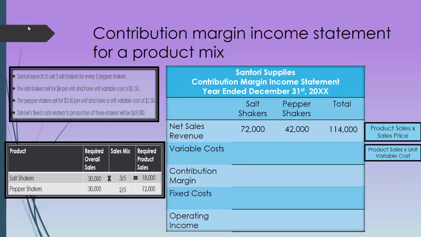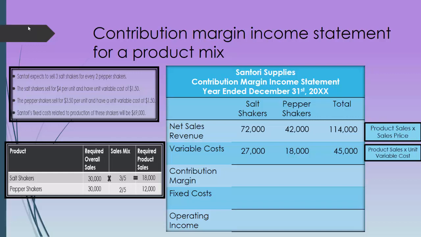For variable costs, we're going to take our required product sales for each unit again, but this time we're going to multiply it by the unit variable cost. So for salt shakers, our required sales was 18,000. If we multiply that by the variable cost for salt shakers, which is $1.50, if we make 18,000 salt shakers, it's going to cost us $27,000 to produce those. For pepper shakers, our required sales is 12,000. It also has a unit variable cost of $1.50. So if we make those 12,000 pepper shakers, it's going to cost us about $18,000 to produce those. We add that together. Given our product mix and the amount that we need to produce and sell, we're going to incur $45,000 worth of variable costs.